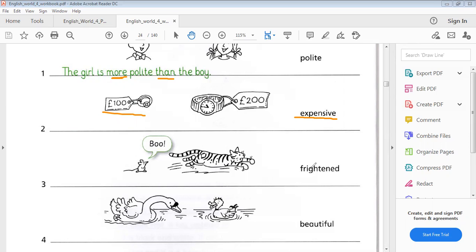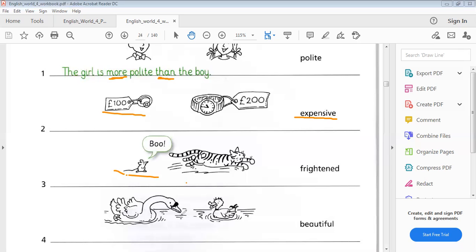Here, frightened. What's the meaning of frightened? It means scared, okay? So, which one do you think is more scared, the mouse or the cat? Here, look, the cat is more scared. So you say, the cat is more, well done, more frightened than the mouse. You see? The cat is more frightened than the mouse.